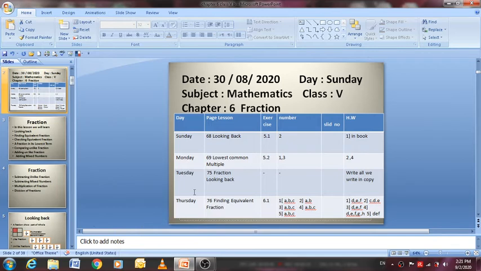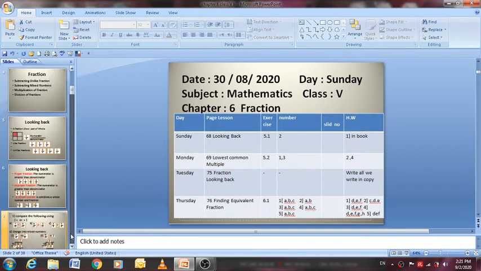Today we will complete our chapter, fractions. Today we will take finding equivalent fractions. Exercise 6.1. Okay, let's start.